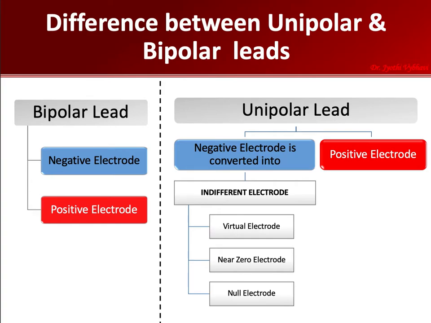To have a good concept about unipolar limb leads, you should first know the difference between unipolar and bipolar limb leads. As we understood in the last class, bipolar ECG leads have two poles, right? One is the positive pole, the other is negative. A unipolar lead also has a positive electrode, but the negative electrode, through multiple resistances and connections, has been modified into an indifferent electrode. It is called by various names like virtual electrode, near zero electrode and null electrode.